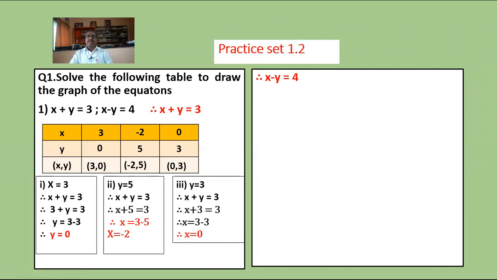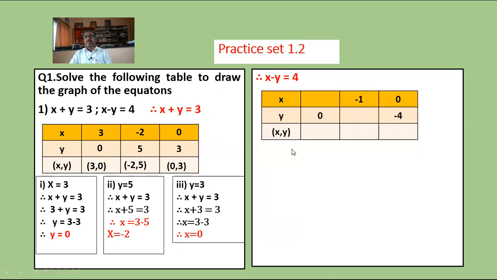And to determine the coordinates of the second equation x minus y is equal to 4 from the given information in the table. x, y: y is equal to 0, find the value of x; x is equal to minus 1, find the value of y; and x is equal to 0, find the value of y. Here first y is equal to 0. Given the equation x minus y is equal to 4, substitute y is equal to 0: x minus 0 is equal to 4, therefore x is equal to 4 and the coordinate point we get is (4, 0).